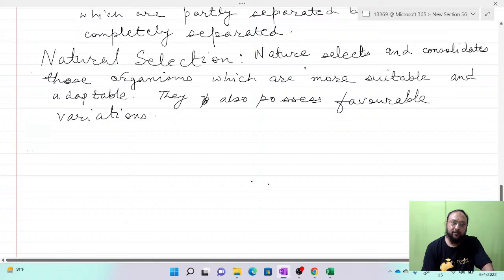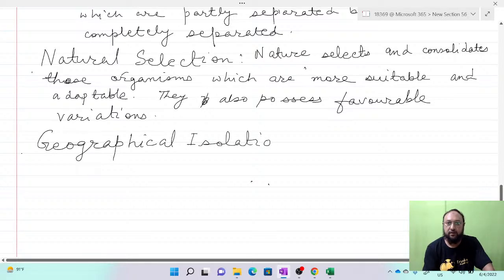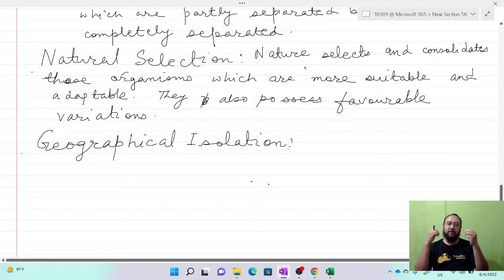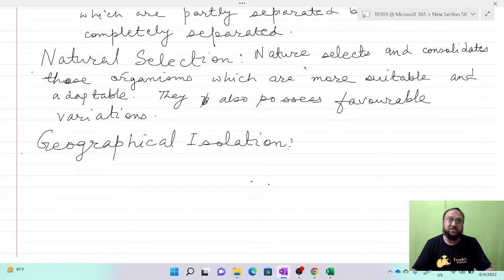So geographical isolation. This is caused by mountains, rivers, and other geographical barriers. For example, there was some kind of flood, or some kind of earthquake, or some kind of natural calamity due to which our group of population gets separated, and they then started getting adapted and undergoing some kind of changes, modifications and variations. Then they will form a new species.